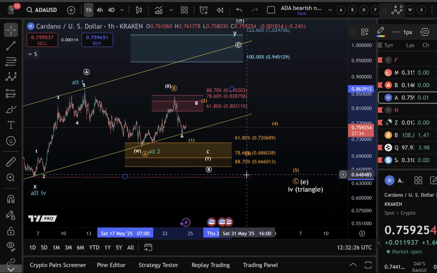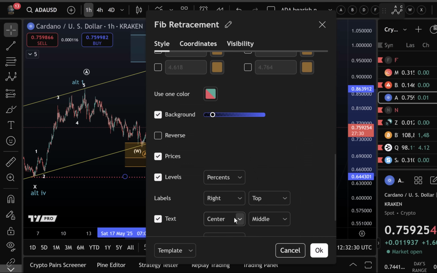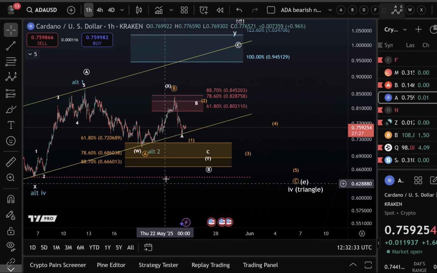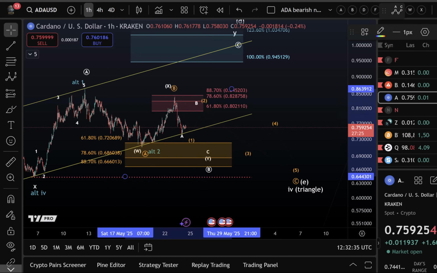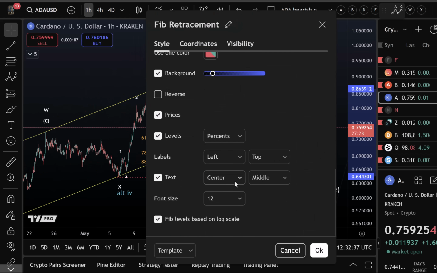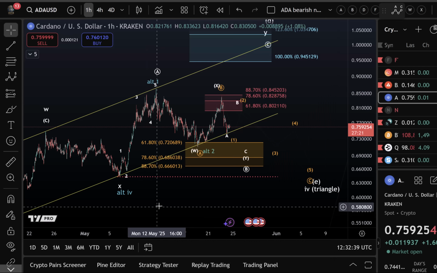Let me just shift that over here a bit. Tidy that up. Yeah, better. Okay.